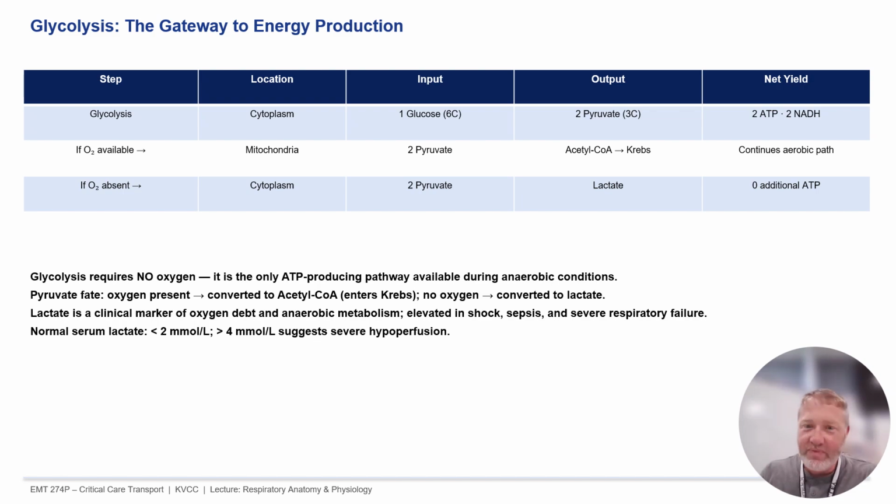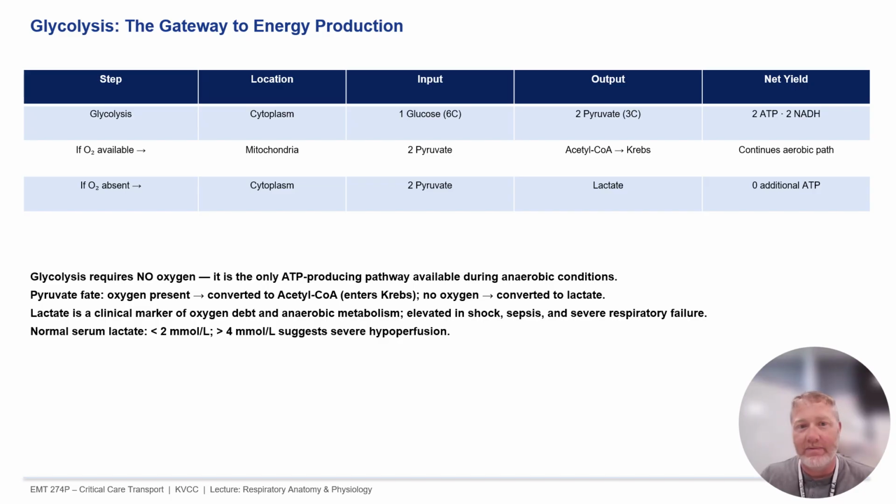So if oxygen is available, then the pyruvate, that sounds better, is converted to acetyl CoA by, are you ready for this? The pyruvate dehydrogenase complex, and it enters the Krebs cycle in the mitochondria. So this is the aerobic pathway. If the oxygen is not available, the pyruvate is converted to lactic acid instead.